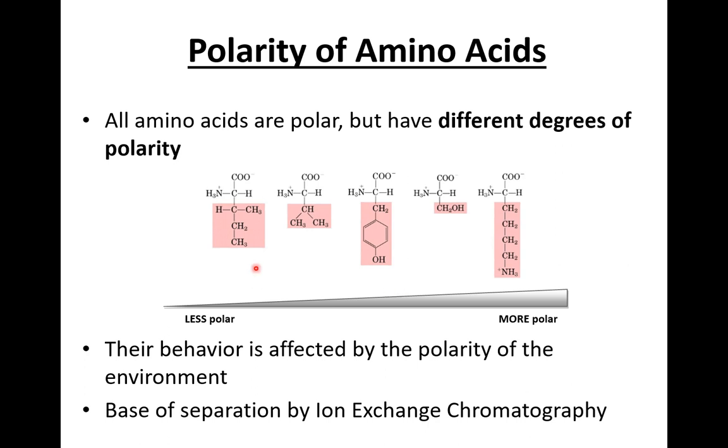So if they have a very long hydrocarbon, for example, like this one, it will be less polar than one that has a shorter one, like this one. And obviously, if you start having some polar groups attached to that, then at this point the polarity will be increasing. So all amino acids are polar, but they all have different degrees of polarity, which is what is exploited in thin layer chromatography.